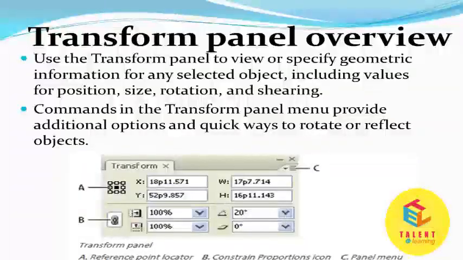Use the Transform panel to view or specify geometric information for any selected object, including values for position, size, rotation and shearing. Commands in the Transform panel menu provide additional options and quick ways to rotate or reflect objects. This is the Transform panel. Here A is the reference point locator, B is the constrain proportions icon, and C is the panel menu.